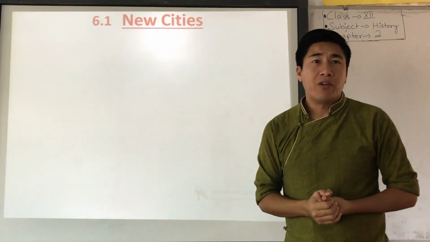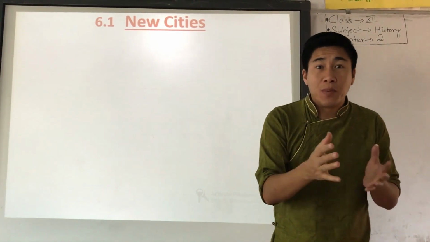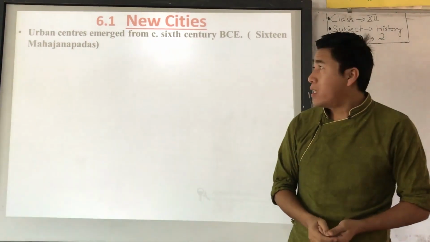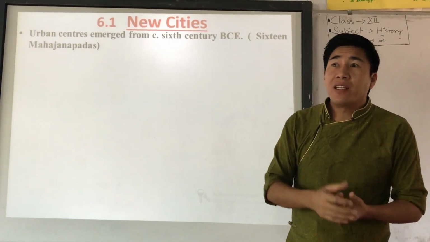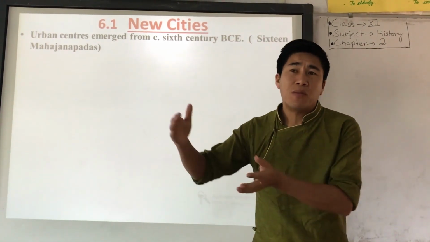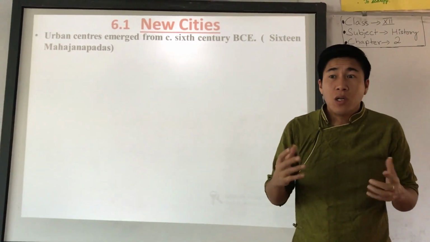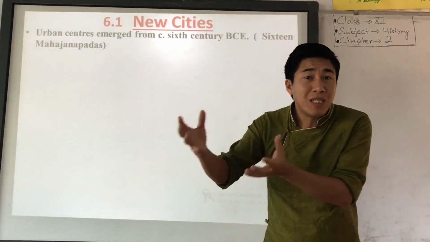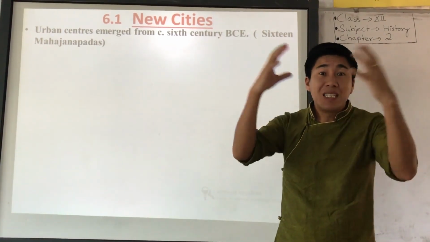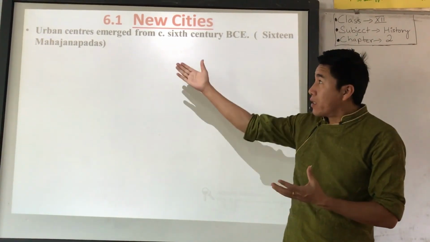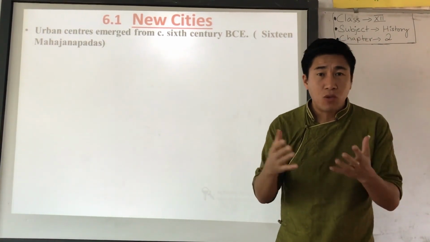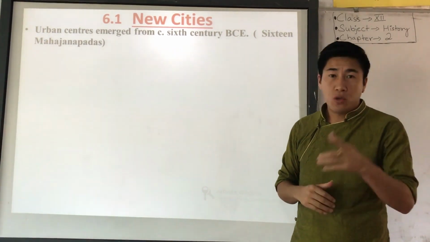As you all know, urban centers or cities emerged in India in the 6th century BC with the emergence of the 16 Mahajanapadas. Even in the 19th century, most historians mentioned that Indian history started from the 6th century BC, because they knew that in the 6th century BC many kingdoms and cities emerged in India. So urban centers emerged from the 6th century BC, that is the 16 Mahajanapadas, and among these Magadha was the most powerful. You know about it.